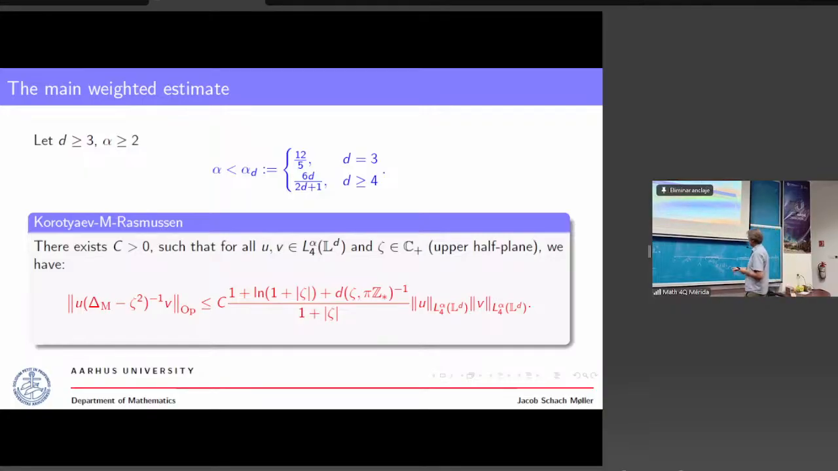And the reason why we can get a window that is independent of where we are in the spectrum is because we still have this decay here. If we didn't have the 1 over zeta down here, then we would have windows that would be larger and larger as the energy grew. So the key is this resolvent estimate here.